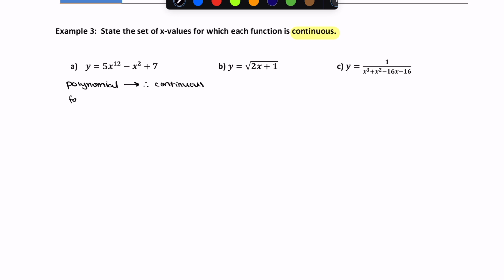for x is an element of all real numbers. And so x is continuous. Here is element from negative infinity to positive infinity.